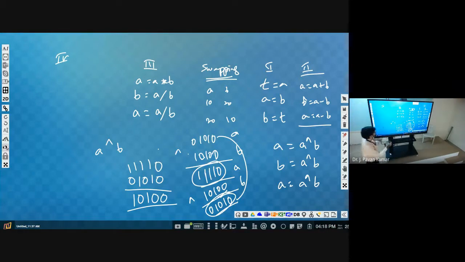So this is the code. A is equal to A exclusive or B. B is equal to A exclusive or B. Then A is equal to A exclusive or B. Three times we are doing the same thing, but here only we are changing. Correct? So like this, the swap operation we could perform.